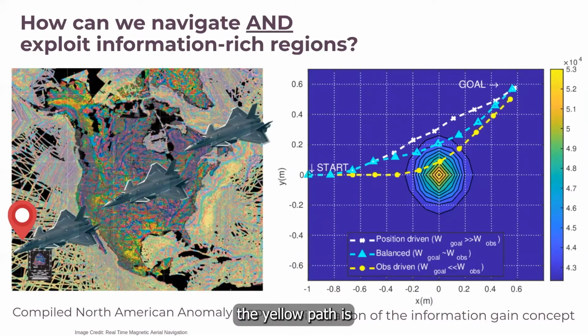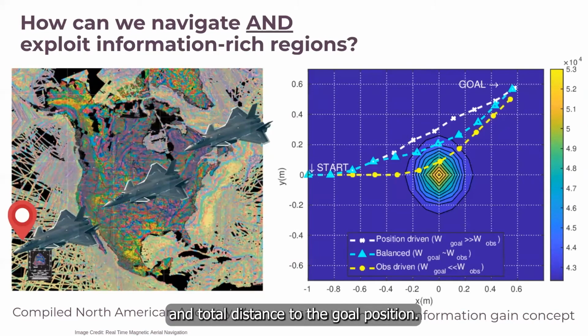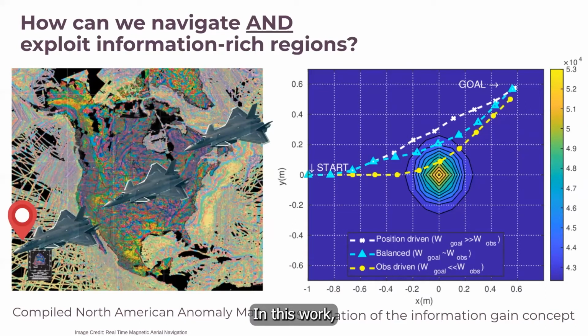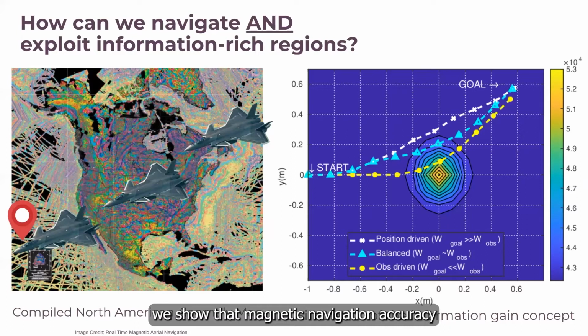Here, the yellow path is an information-aware planner that primarily focuses on information gain. The white path is the straight line path that simply navigates to the goal without attempting to increase information gain. The path in the middle balances information gain and total distance to the goal position. In this work, we show that magnetic navigation accuracy can be improved when information-aware guidance methods are used.